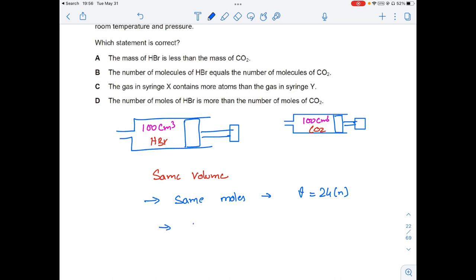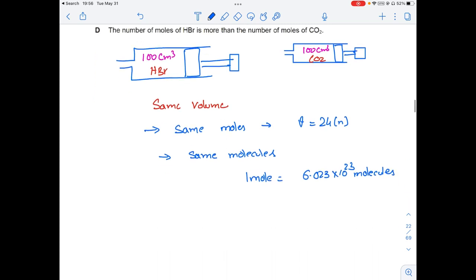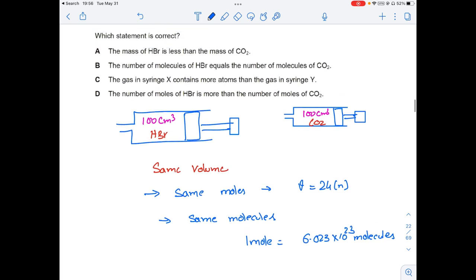If they have the same moles, it indicates that they will have the same molecules. Why do they have the same molecules? Because 1 mole equals 6.023 times 10 to the power of 23 molecules. So because of that Avogadro number, they will have the same molecules. They have the same moles and the same molecules. Now, coming to the options, which statement is correct?